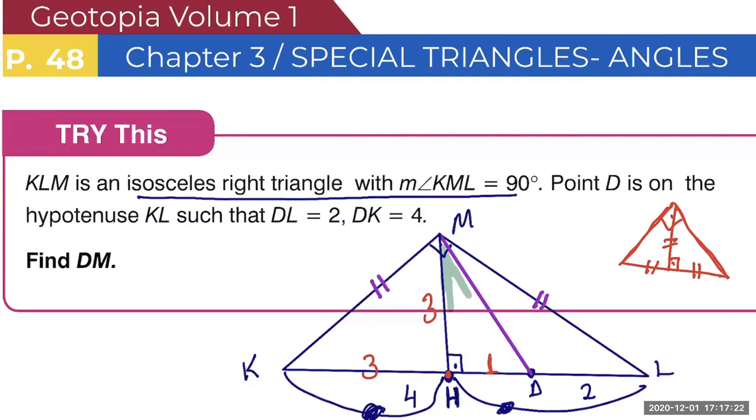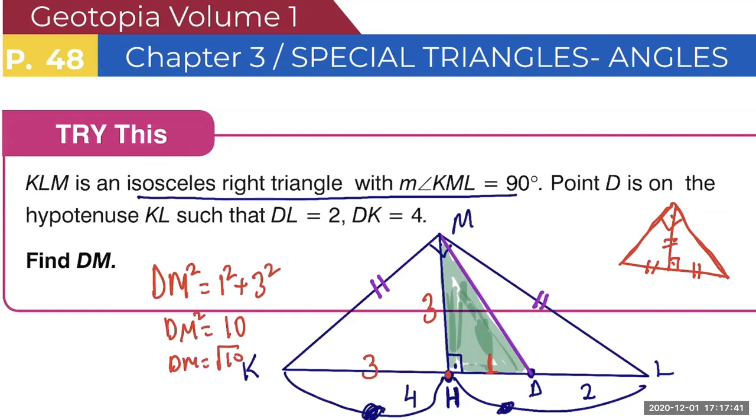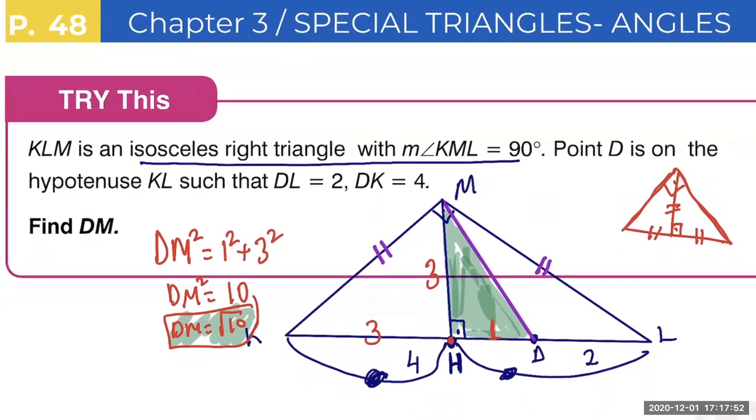Then how do we get DM? We could use the Pythagorean theorem. 1 squared plus 3 squared equals, say, x squared. That means x squared is equal to 10. X is square root of 10. Then DM becomes square root of 10. That is our value of the length of DM. We got it.